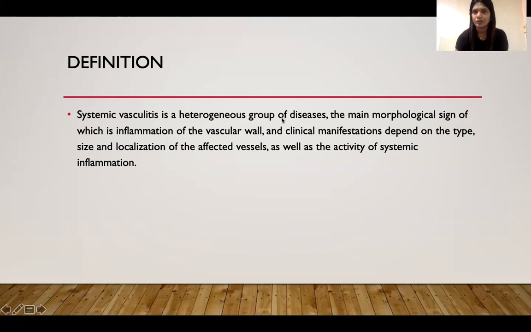We know it's a heterogeneous group of disorders, and it's inflammation of the vascular wall, and depending on the inflammation, morphological changes and clinical manifestations will be present, depending on the size and location of the affected vessels, as well as the activity of systemic inflammation. So altogether, I can say it's a heterogeneous group of diseases, and the main morphological sign is inflammation of the vascular wall.